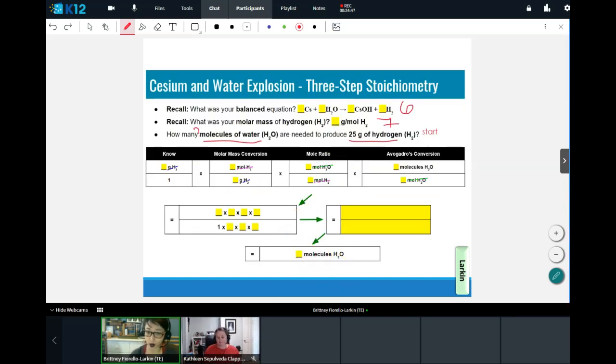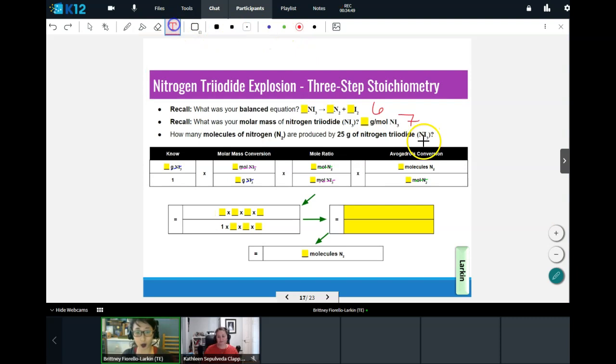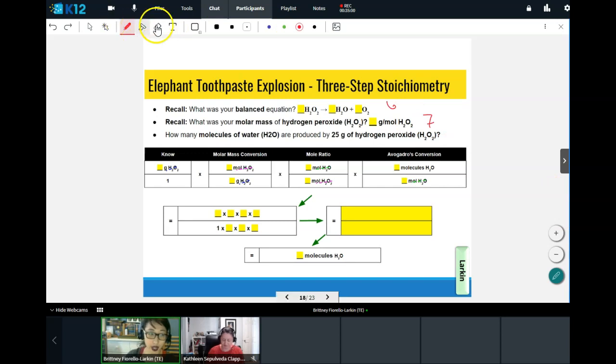This is again true for all of these, all right? So no matter what, you're starting out with 25 grams of a chemical, in this case nitrogen triiodide, and ending with molecules of another chemical, in this case nitrogen. Here we're starting out with 25 grams of hydrogen peroxide and ending with molecules of water.